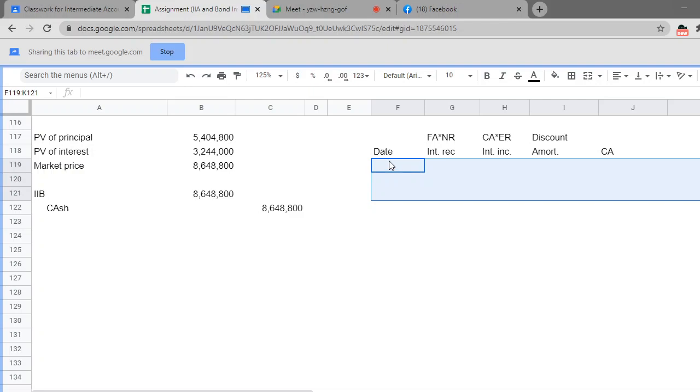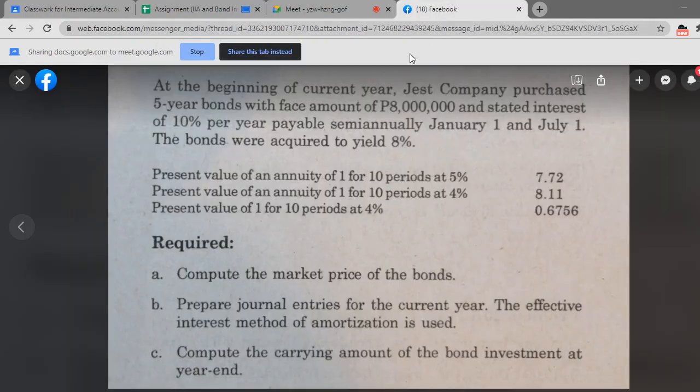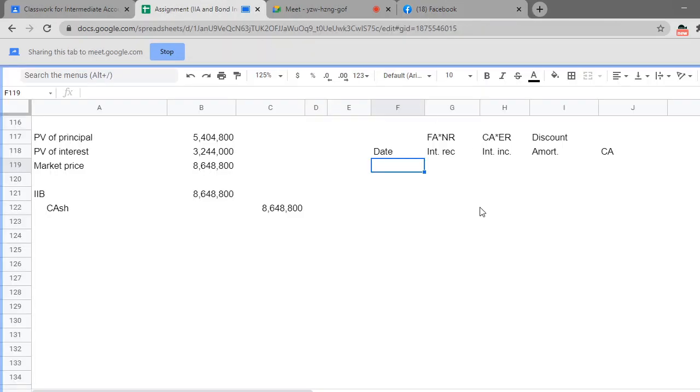Change this one. So, for the first date, when was it purchased? Ay, wala naman pong nakalagay. Walang nakalagay. So, kung walang nakalagay, let's just put 1-1. Okay. January 1. And the carrying amount as of that moment is this one, 8648.